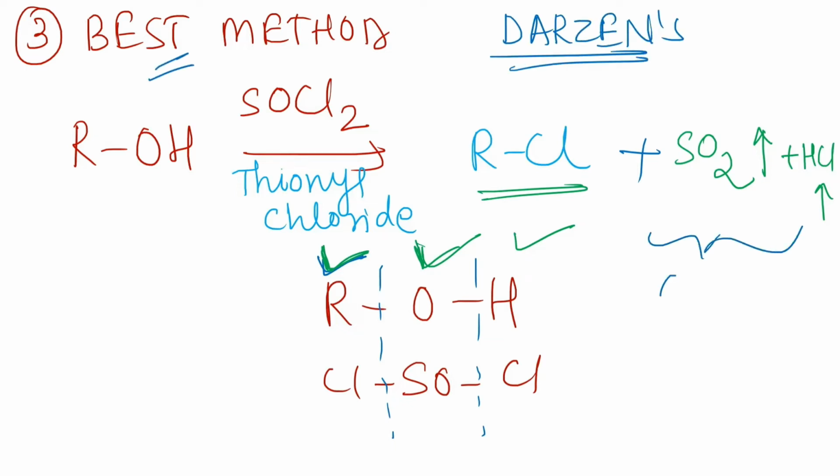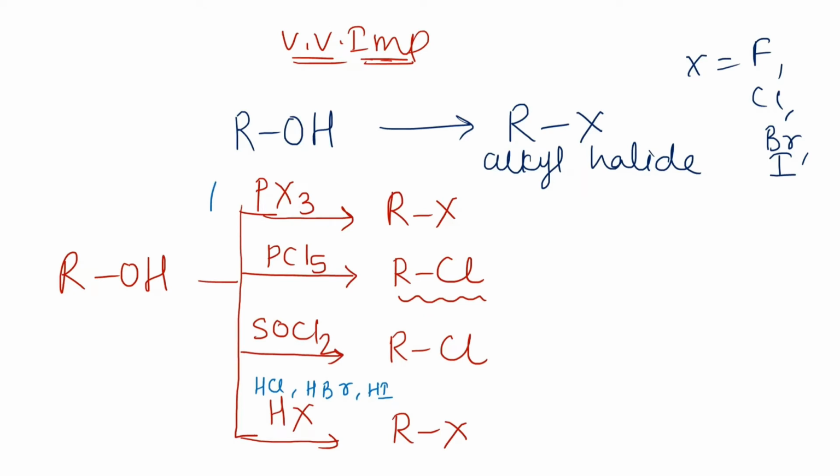Because the byproducts which are obtained are gaseous byproducts, they will leave the main product, and the main product in pure form can be obtained easily. Therefore, this is one of the best methods. So these three methods we have seen so far. First method of preparation from alcohol is using PX3. Second, using PCl5. Third, which is one of the best methods, with thionyl chloride. And the fourth method, which we are seeing now, is with HX.